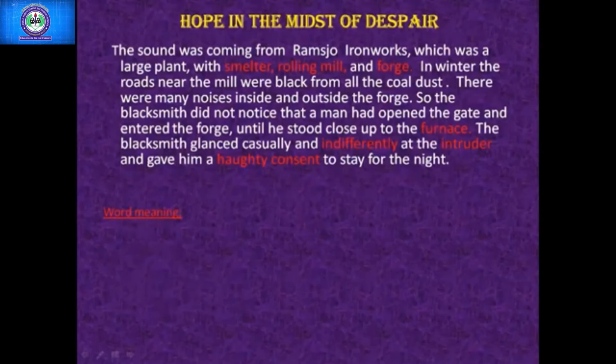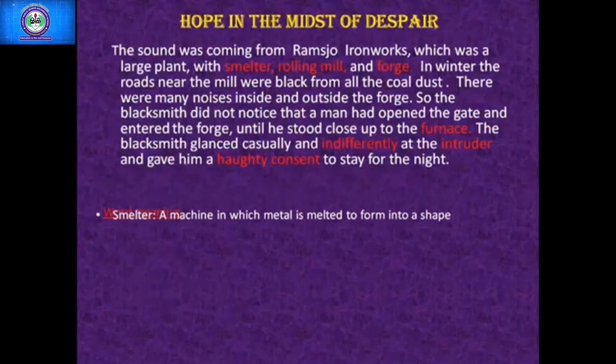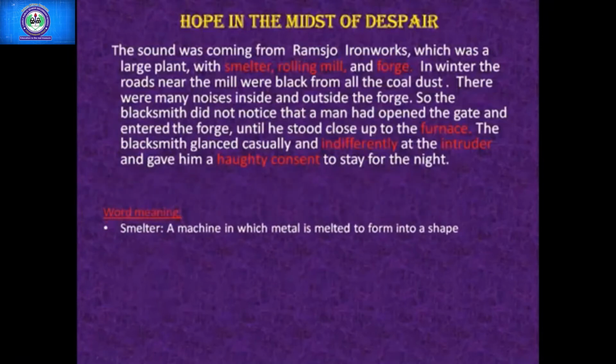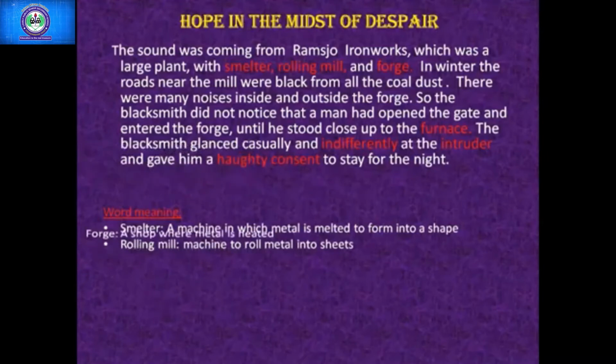These are the machines of the iron mill. Smelter means the machine in which metal is melted to form into shape. Rolling mill means machine to roll metals into sheets. And forge is also a shop where metal is heated. Means आप कह सकते हो भट्टी, लोहार की दुकान. You must have seen on roads how they work with huge fire on the anvil.